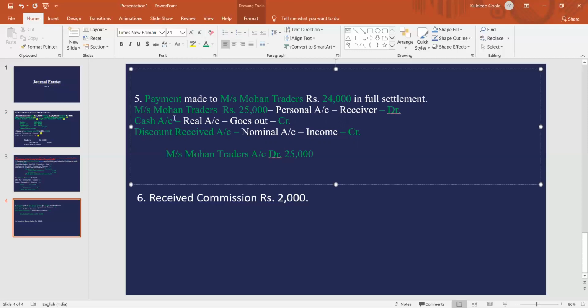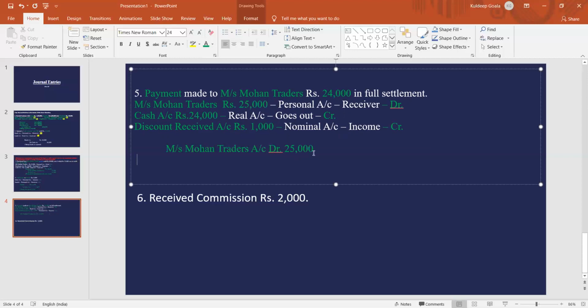And cash, how much are we paying? Cash, we are paying only 24,000, but we'll close his account of 25,000. Otherwise, it will show that 1,000 is still remaining. So that is why we are closing it by debiting 25,000. So now his account is clear. Out of the 25,000, 24,000 is the cash payment, and the remaining 1,000 is the discount that he has given us. So we have received the discount.